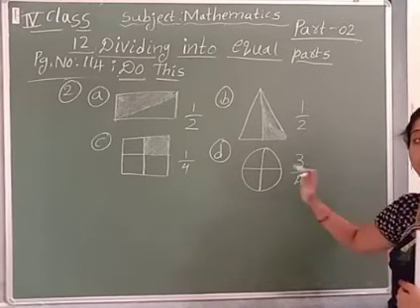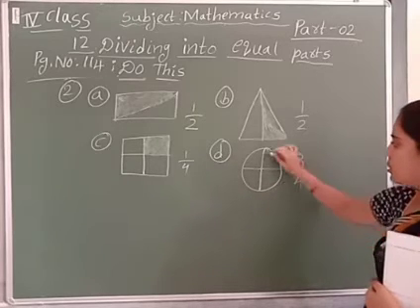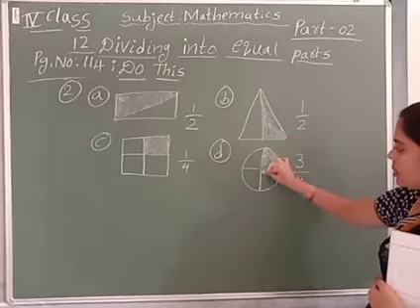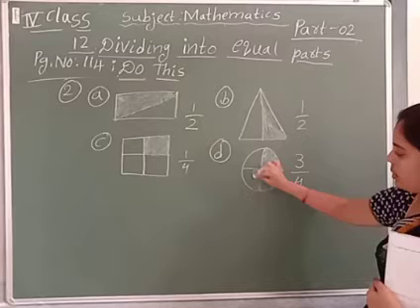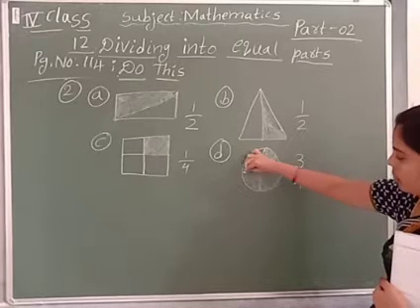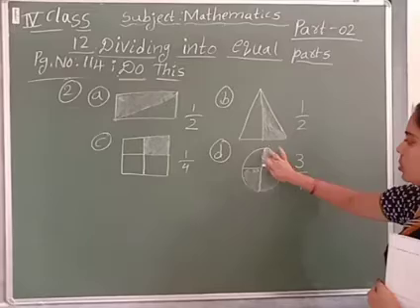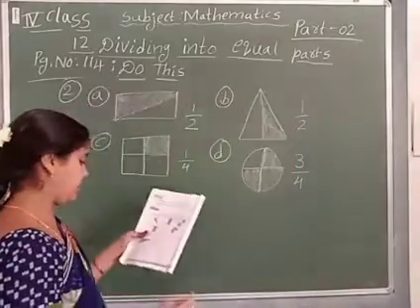Denominator means how many parts it will be divided into; that is the denominator. 3 parts will be shaded. 3 parts will be shaded now, no? Okay. So 3 parts will be shaded. Next, E1.